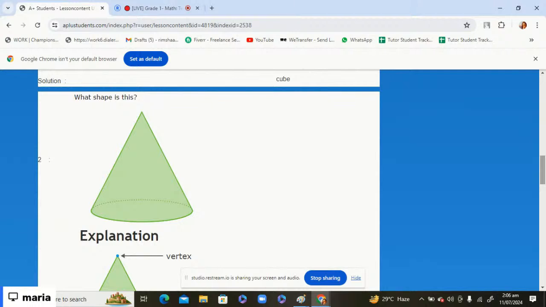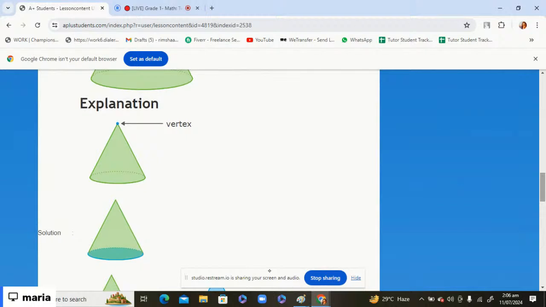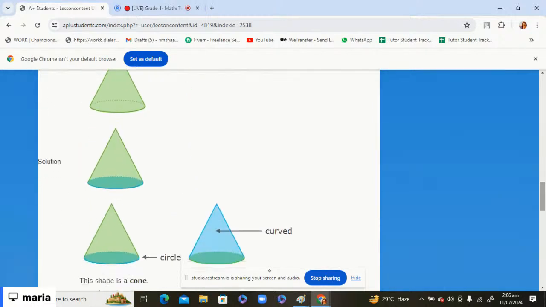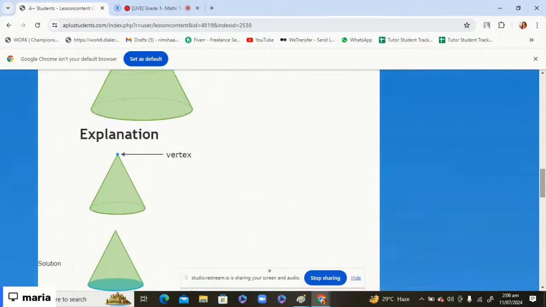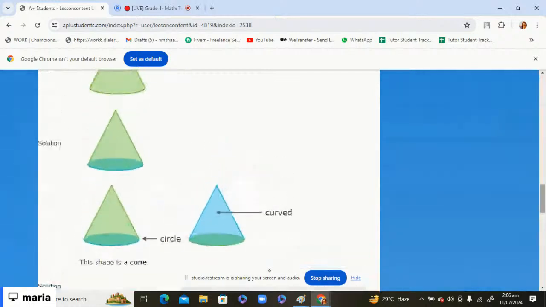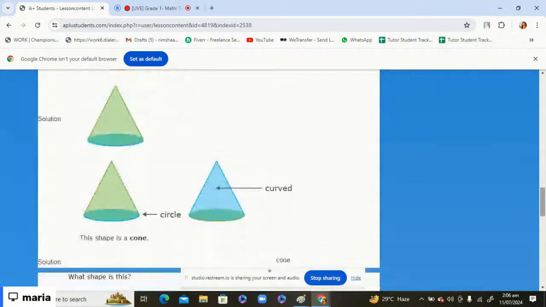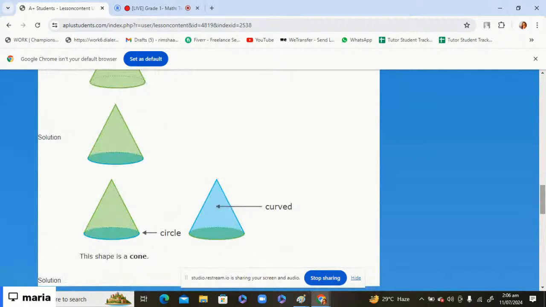Why? Because there is one cone. Okay, for the cone you need to memorize this. In the cone there is one vertex, and in the cone there is one circle. One is in the form of a vertex, one is in the form of a circle, and one is the curved part. So this is basically a cone.